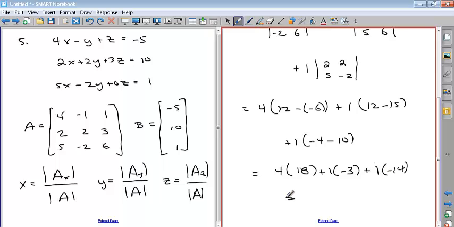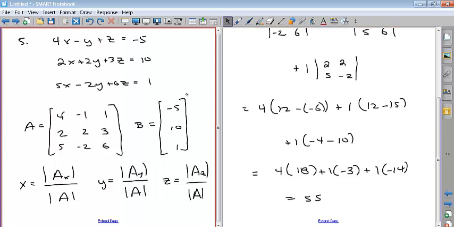And I'm just going to use my calculator for that last little bit. I could do it without a calculator, but I'm just letting you know you don't have to do everything in your head. Okay, 4 times 18 minus 3 minus 14. I get 55. Okay, so that's the determinant of A. That's the denominator in all those.